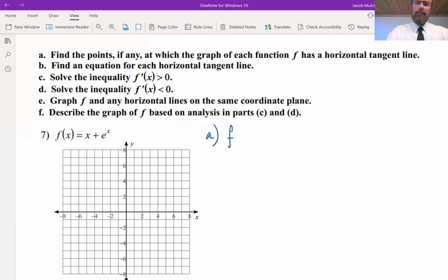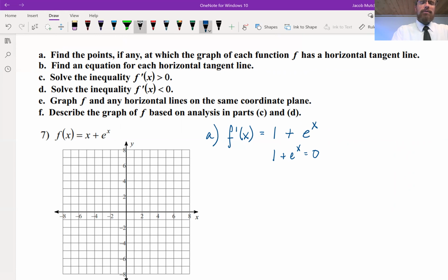So the derivative of f of x, this one's x plus e to the power of x. So we'll do it according to the sum rule. So by parts, derivative of the linear x is just 1. And derivative of the natural logarithm is, I'm sorry, the natural exponential is itself. So when I go to set this one equal to 0, 1 plus e to the x equals 0, and go to solve that, I'm going to subtract 1 from each side.